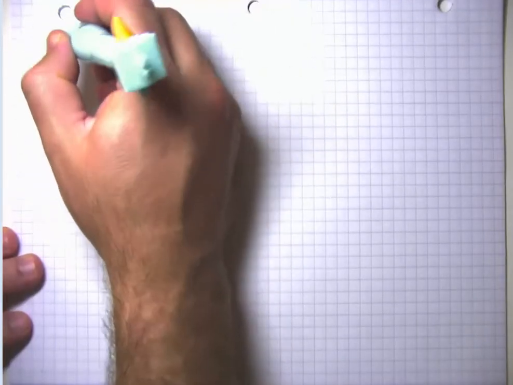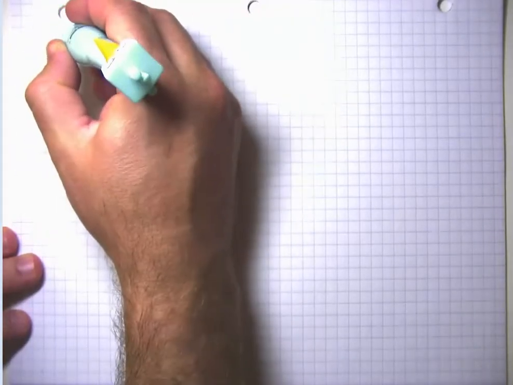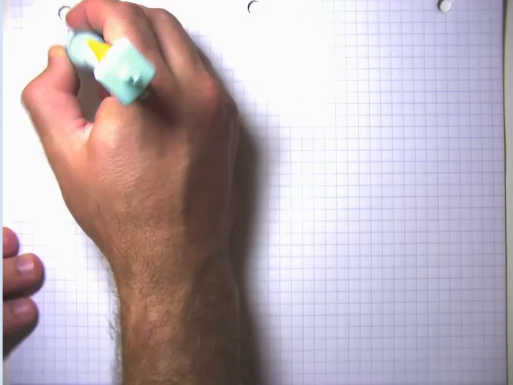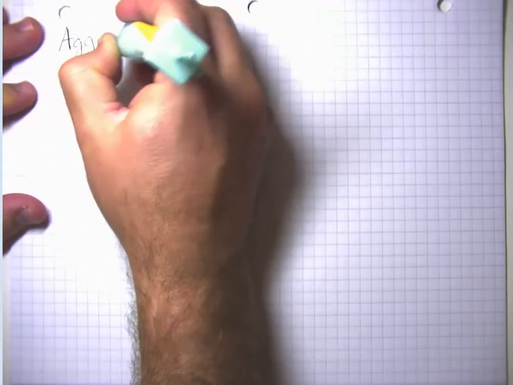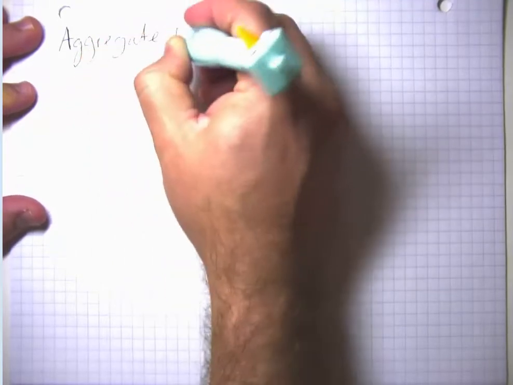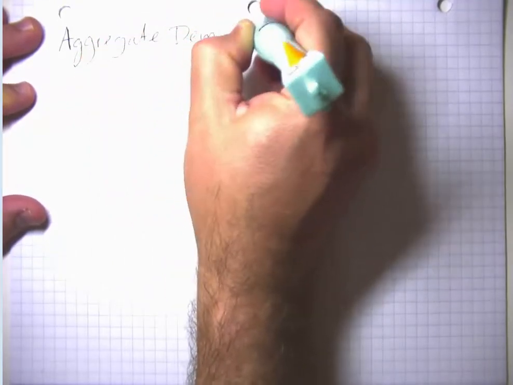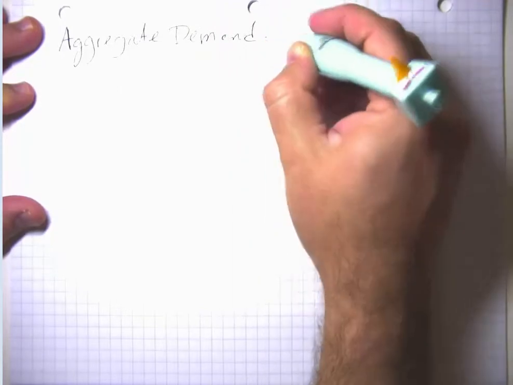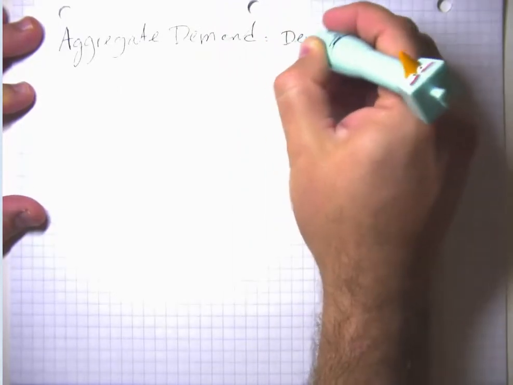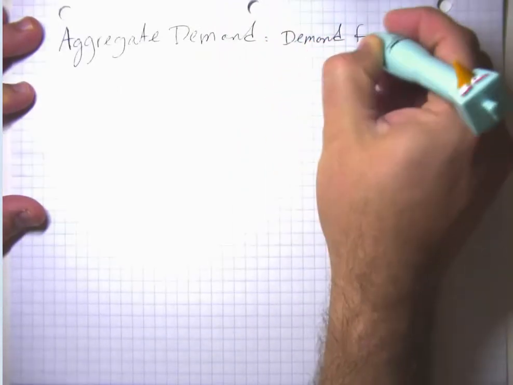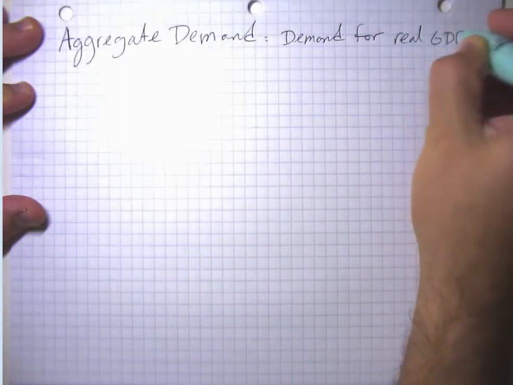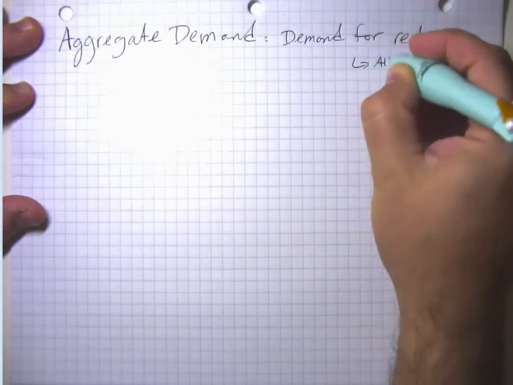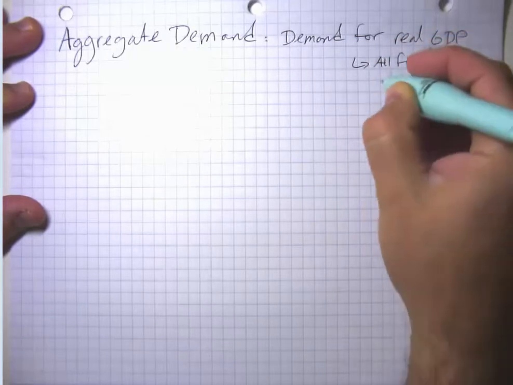So now let's go ahead and talk about one of the basic building blocks of the Keynesian model, and that's the idea of aggregate demand. So aggregate demand is the demand for real GDP. So it's the demand for all final goods and services.